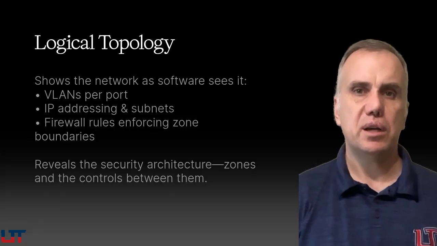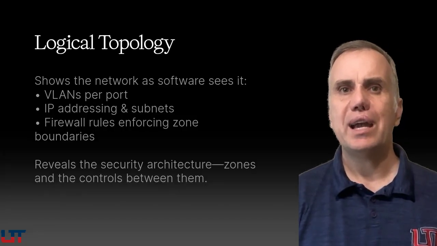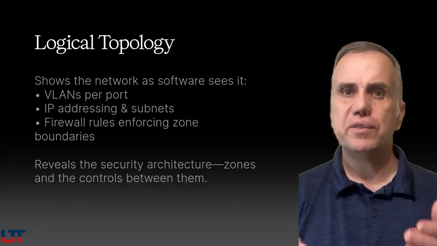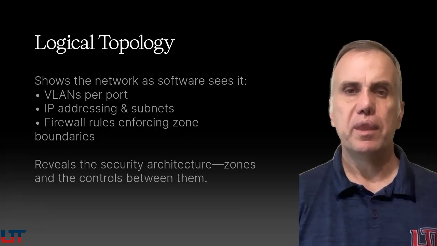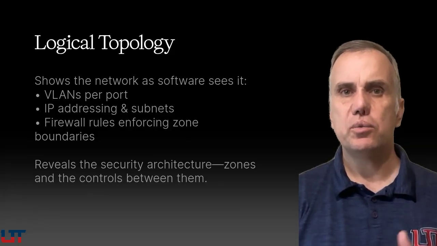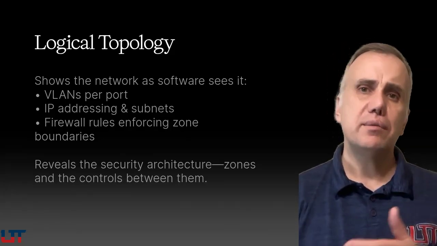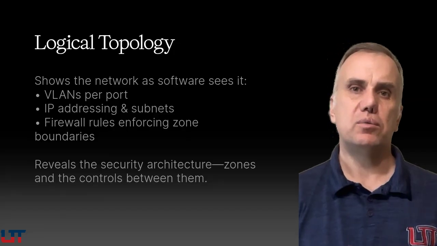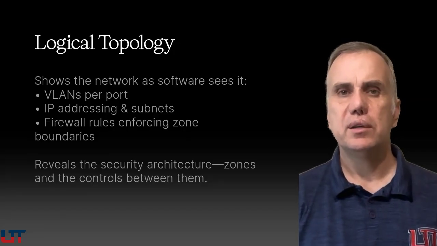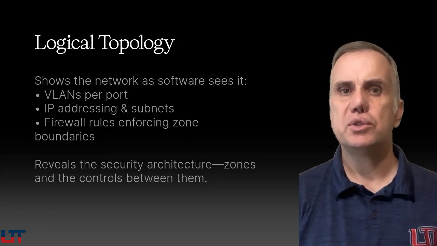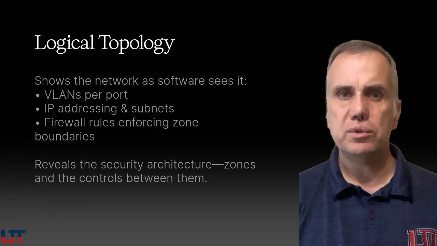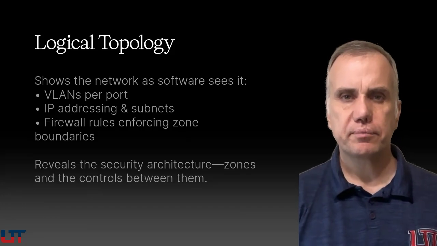Logical topology documentation shows the network as the software sees it, which VLAN each port is assigned to, which IP addresses are assigned to which devices, where subnet boundaries are, where firewall rules enforce zone boundaries. Logical topology tells you the security architecture, the zones, and the controls between them.